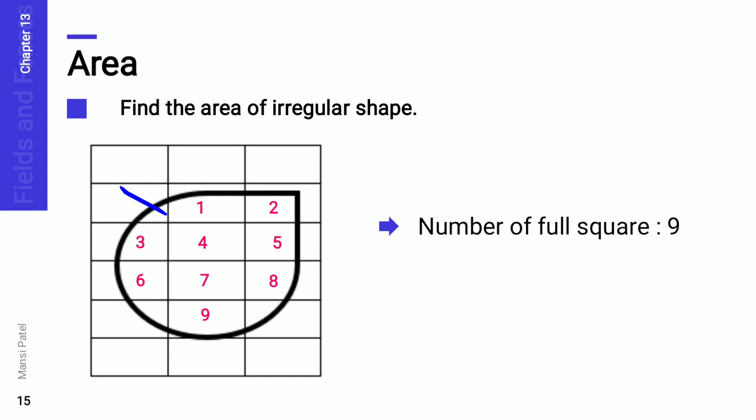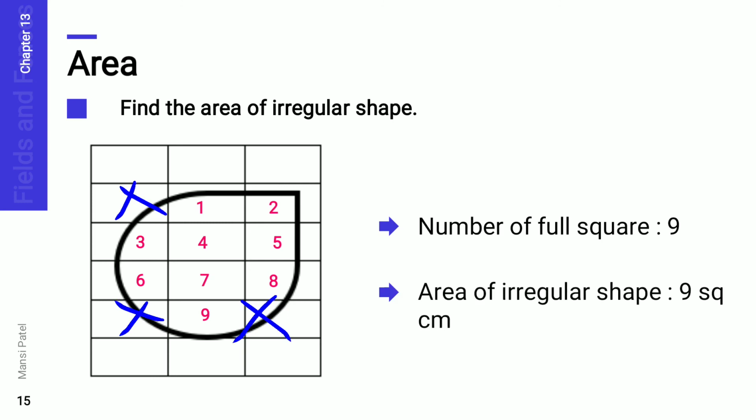Whereas this part and this part, you have to cancel it. Why? Because it occupies less than half portion. Therefore, in the counting of number of squares, you want to cut it. You want to skip it. So what is the area of this figure? So we can say that the area of this irregular shape is 9 square centimeter.